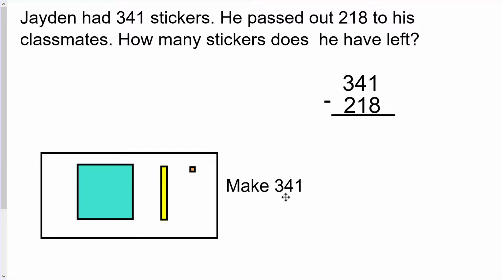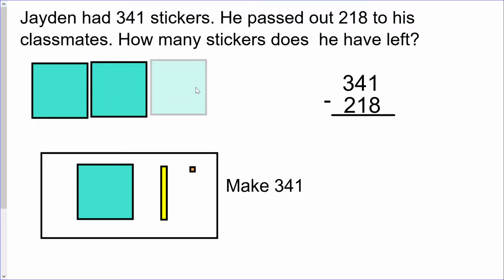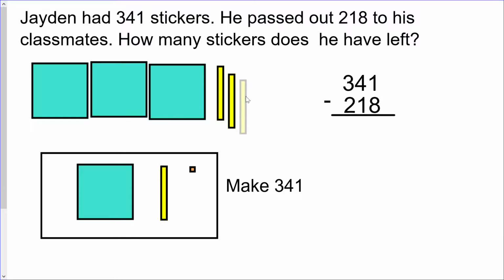So let's build 341. How many hundreds? How many tens? We have 4 tens. And how many ones? 1. So let's look at our ones place. We need to take away 8 ones. Can we do that? No, we can't. So what should we do here? You're right, we need to regroup.